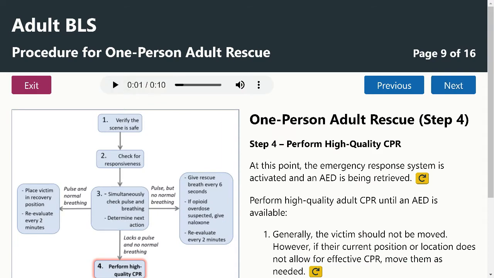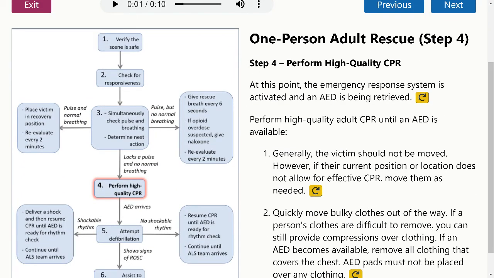Step 4: high quality CPR. At this point, the emergency response system is activated and an AED is being retrieved. Perform high quality adult CPR until an AED is available. Generally, the victim should not be moved. However, if their current position or location does not allow for effective CPR, move them as needed.